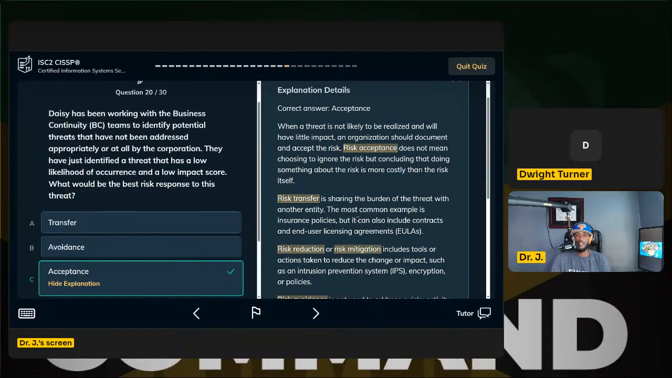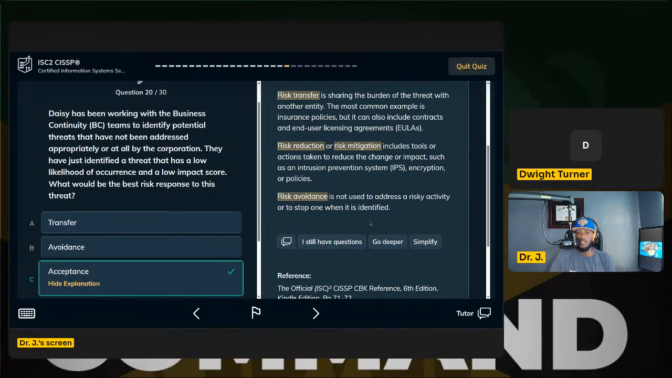When a threat is not likely to be realized and will have little impact, an organization should document and accept the risk. Risk acceptance does not mean choosing to ignore the risk, but concluding that doing something about the risk is more costly than the risk itself. And risk avoidance is something you should really never do. It's not used to address a risky activity or stop one when it's identified.